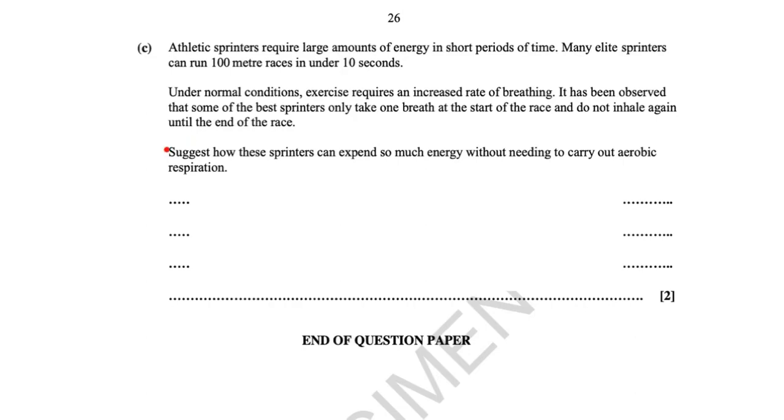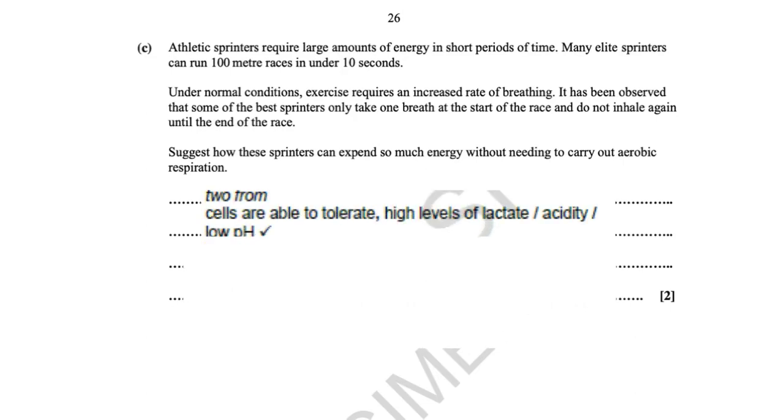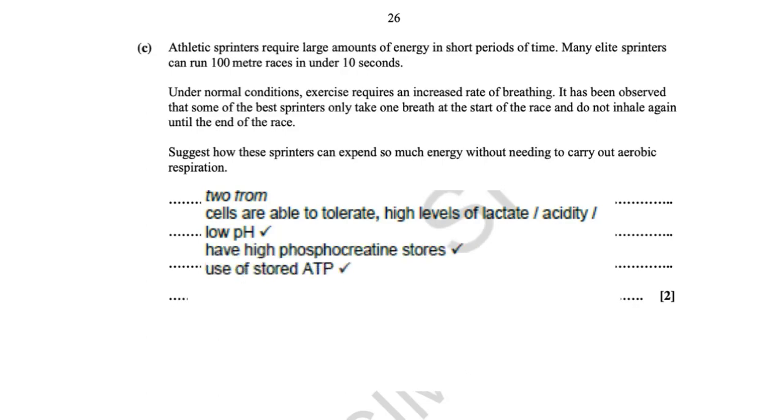So suggest means you might not have been taught about this, but you should apply the principles which you understand about anaerobic respiration. And the answers that they're looking for here is that their muscle cells can tolerate high levels of lactate or a low pH or high levels of acidity, which is produced by the lactic acid. Do they have high levels of phosphocreatine? They can use stored ATP.